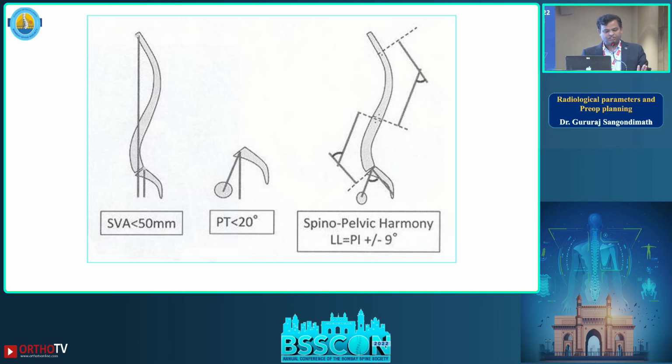These three parameters are very important. We all know them. That is SVA, which has to be always less than 5 centimeters, and pelvic tilt. This is one of the most important things because this determines ultimately your outcome. And spinopelvic harmony, that is you have to maintain the global spinal balance, that is lumbar lordosis has to be pelvic incidence plus or minus 9 degrees.